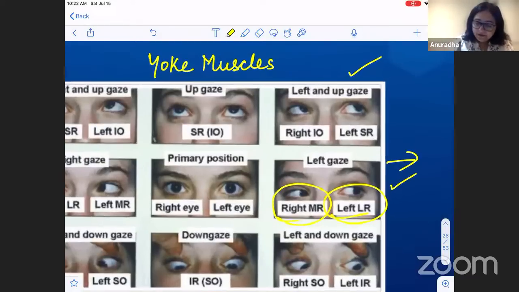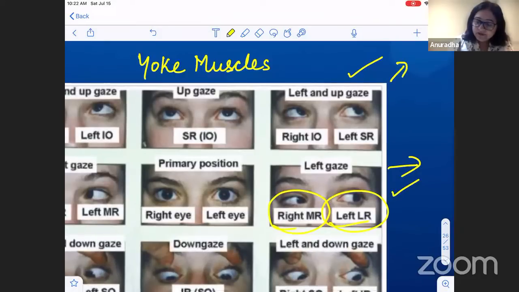Similarly, if the eyes are looking left and up, then the right inferior oblique and left lateral rectus are the yoke muscles, because both these muscles are moving both eyes in left and up gaze.